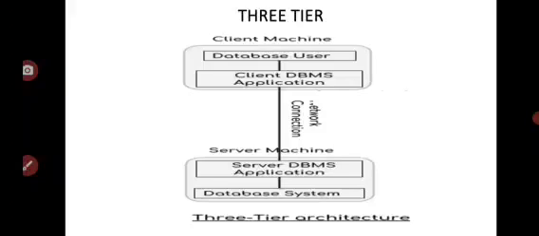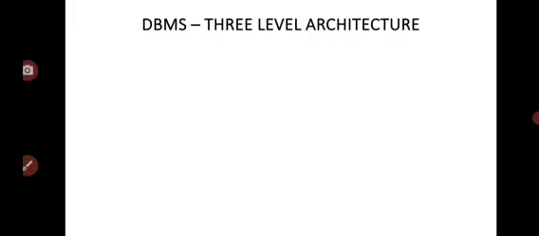So whenever the database user on the client machine makes a request through the client DBMS application, that will be transferred through the network connection to the server machine. Through the server DBMS application, it will be connected to the database system, where the request will be served, and whatever the client asked will be served by the server machine. And this type of architecture is called a three-tier architecture.